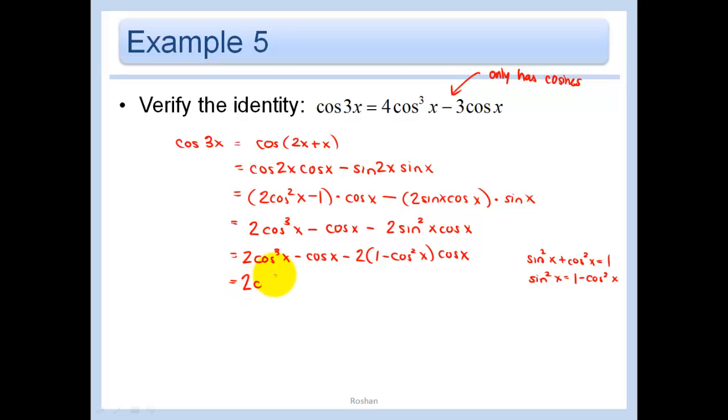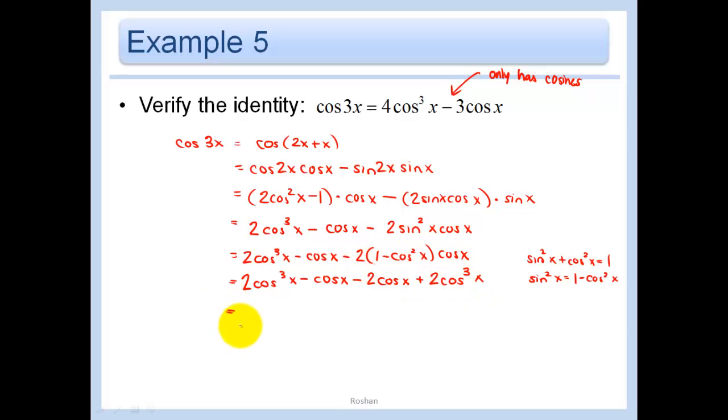So I have 2 cosine cubed x minus cosine x minus, and then I'm going to have to distribute this 2 cosine x to each of these. So I have 2 cosine x, and then a minus times a minus is a plus, 2 cosine cubed x. Again, I distributed negative 2 cosine x to each of these guys. So that's how I got 2 cosine x, and then I got plus 2 cosine cubed x.